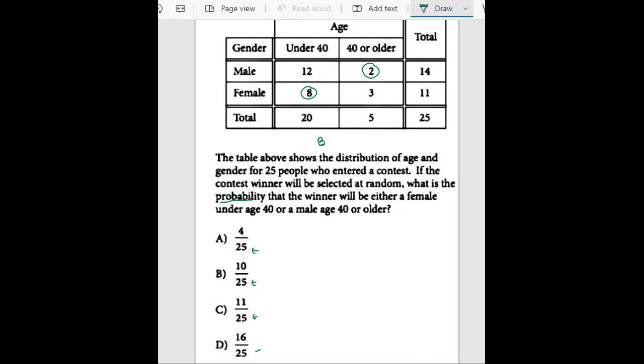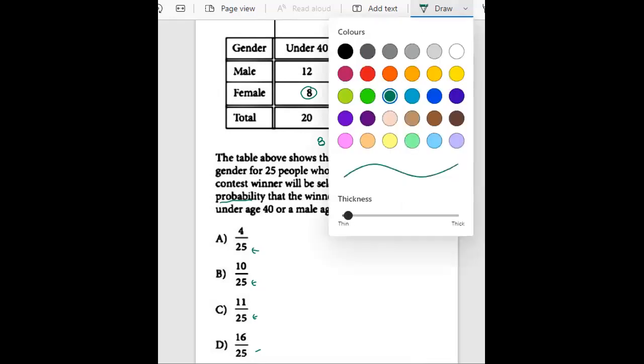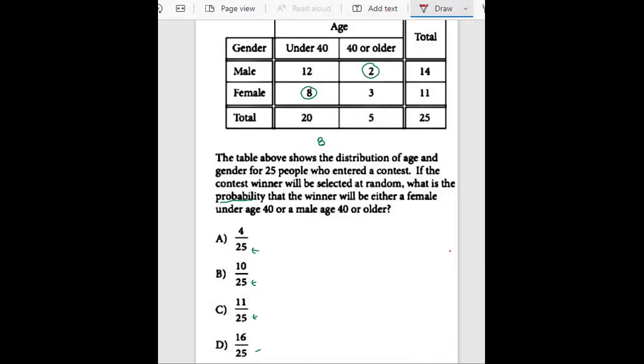B. Okay, and what about you, Ishan? Yes, did you understand this? Yes. Okay, so what do you think? B. B, very well done, excellent. Why? Because we have the word or here. So we will just add these two.